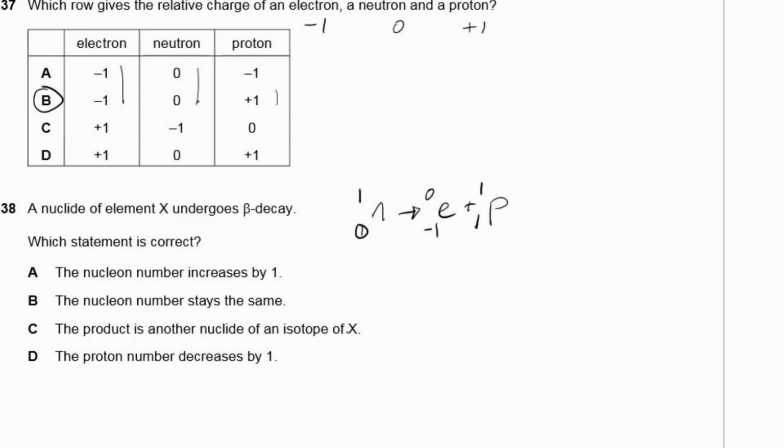Okay, so if something undergoes beta decay, what happens? The nucleon number increases by 1. No. Neutrons live in the nucleus, as do protons. Nucleon number remains the same. Yeah, that's true. The product is another nuclide, an isotope of X. No. And D, the proton number decreases by 1. No, we get one more. There we go. So the answer is B. The nucleon number stays the same.